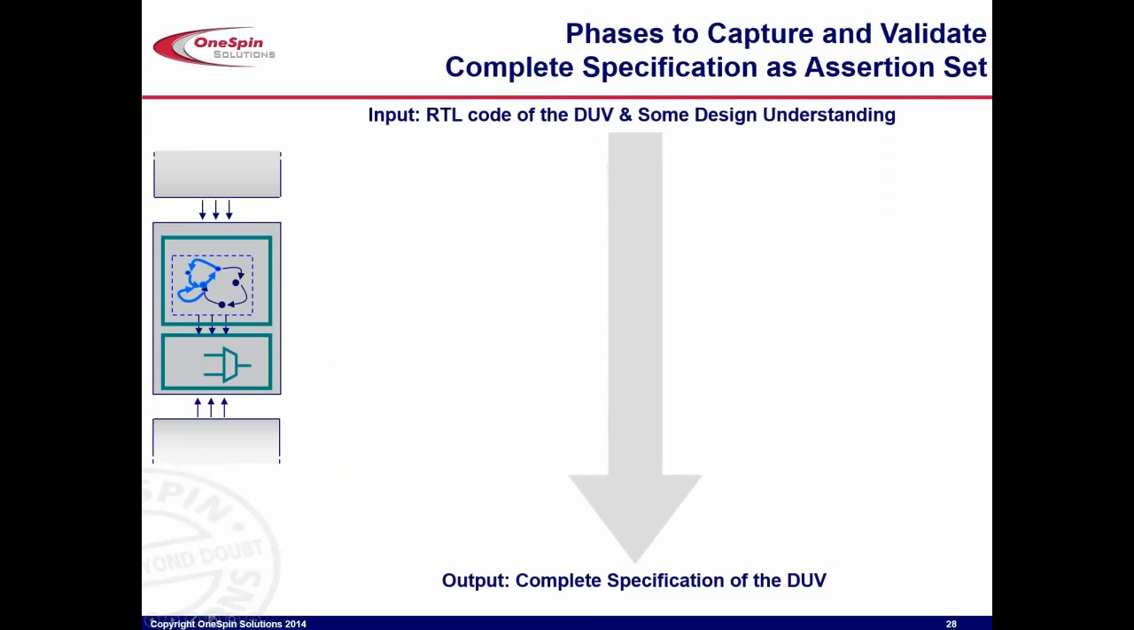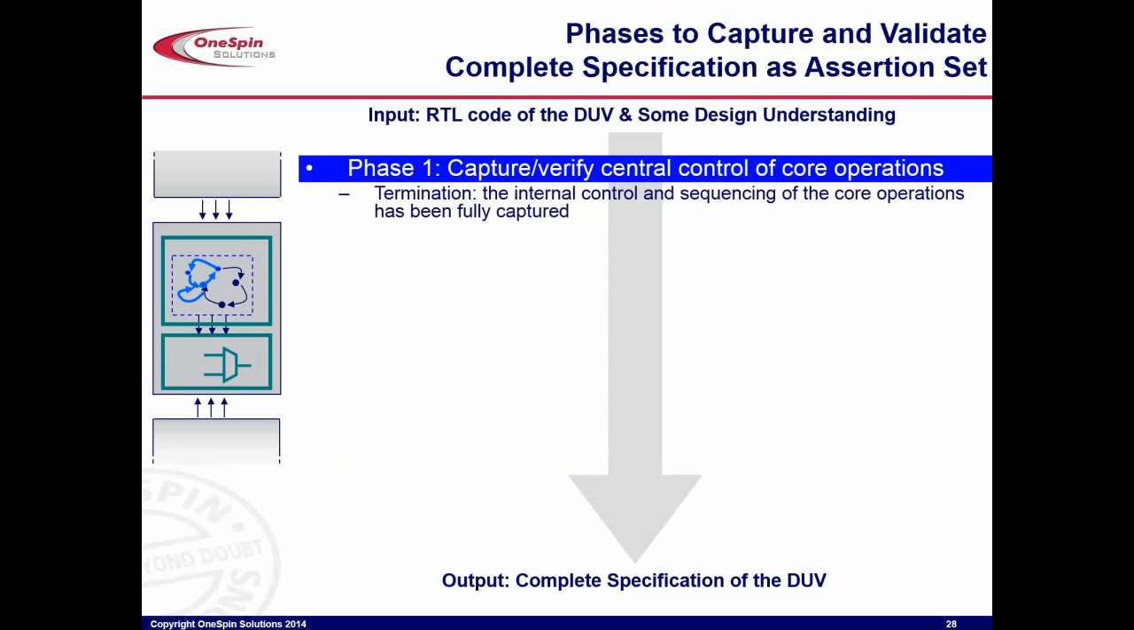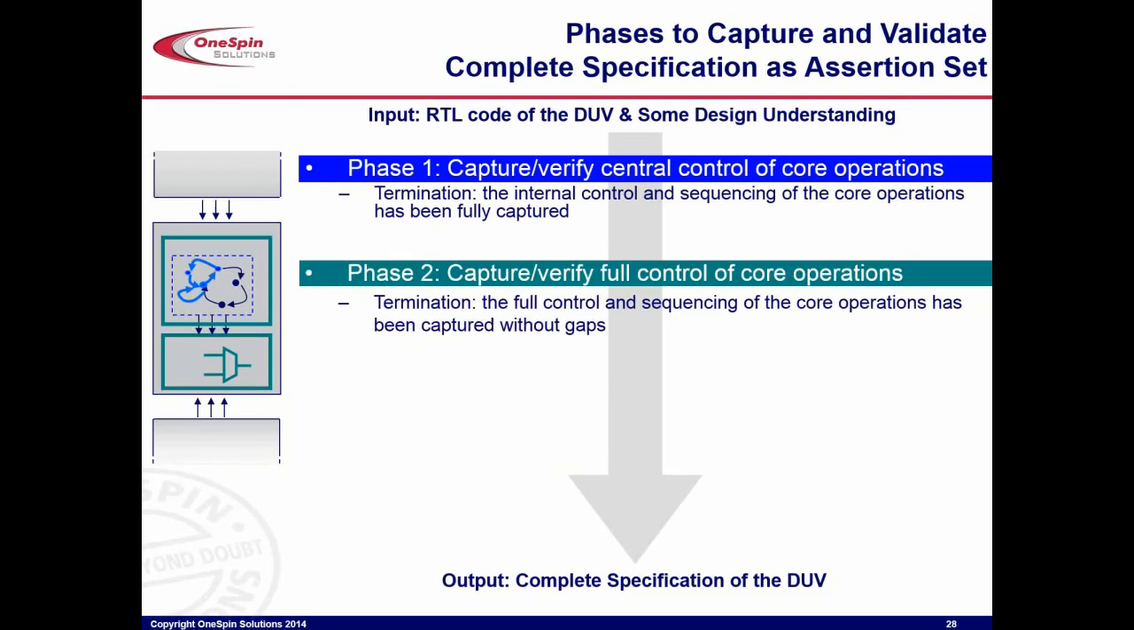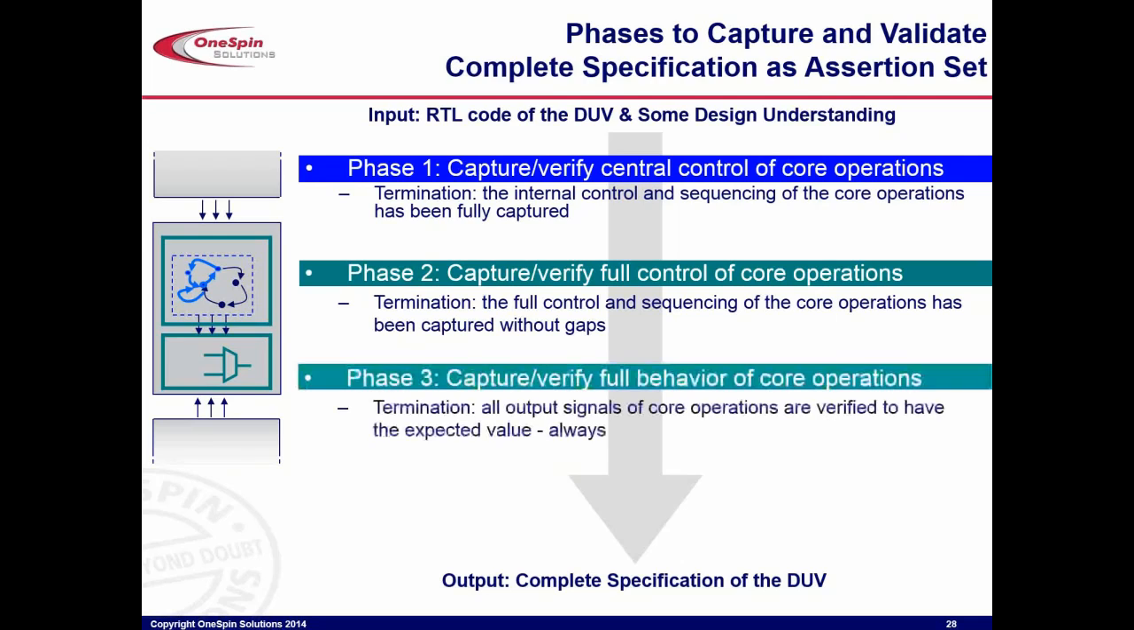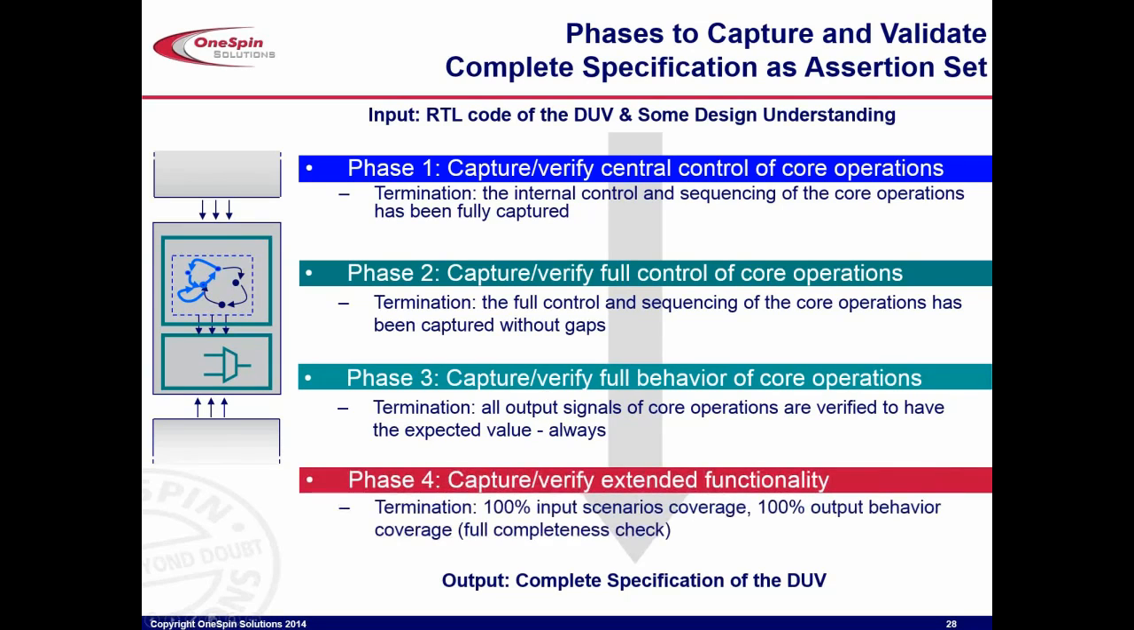In general, the procedure that I've shown you would go starting by capturing the central control, like I did for the finite state machine, capturing the full control of all operations, so actually trying to cover all operations that you have. Then adding more operations, so the second phase would be adding more outputs, so you basically cover the operational aspects of it, and then you will go for covering all operations, and finally maybe you want to do some more on extended functionality, so you can build it up.